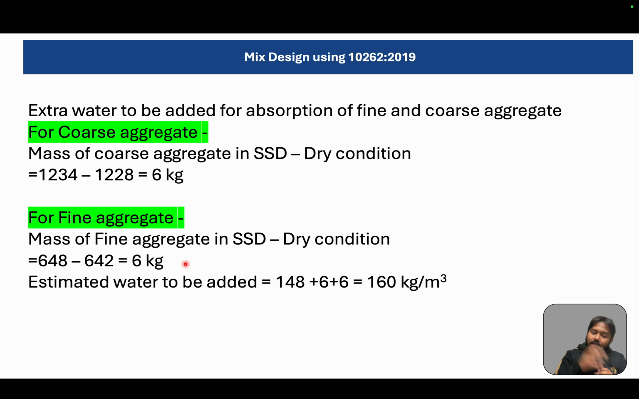So the total water content right now is what you derived after subtracting the superplasticizer dosage. Plus here, 6 kg of water is additionally required in the case of the coarse aggregate.